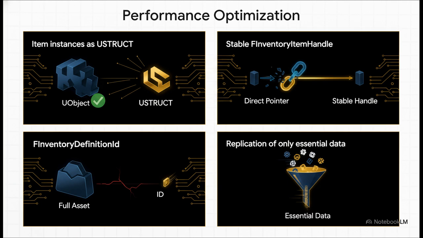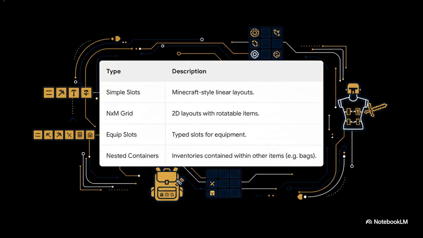And for networking, it's genius. It only sends a tiny stable ID for an item's definition across the network, saving a massive amount of bandwidth. And because that foundation is so solid and fast, it's also incredibly flexible. This same core system can power all sorts of inventory types you see in games today, from simple linear slots to complex grids with rotating items, special equipment slots, and yeah, even containers inside other containers, like a backpack.